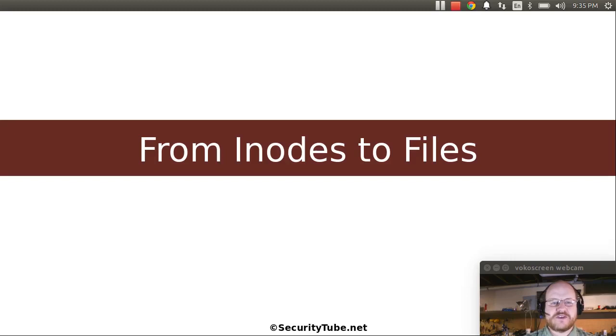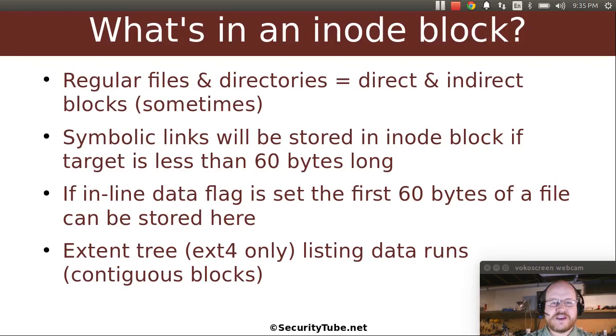In this video, we're going to talk about how we go from an inode to a file that it represents. So we're going to start out by talking about the inode block. In the inode, we have a block, and often we'll hear people say it is a block of 15 pointers. Now, it is more correct to say that it is 60 bytes of data.